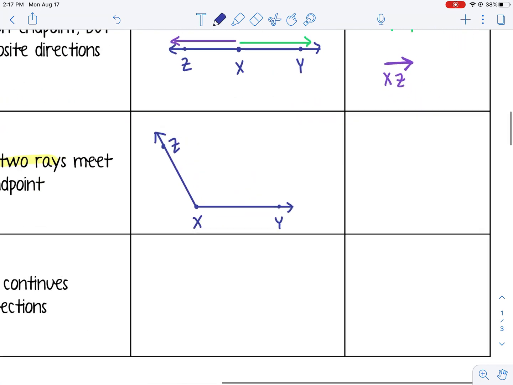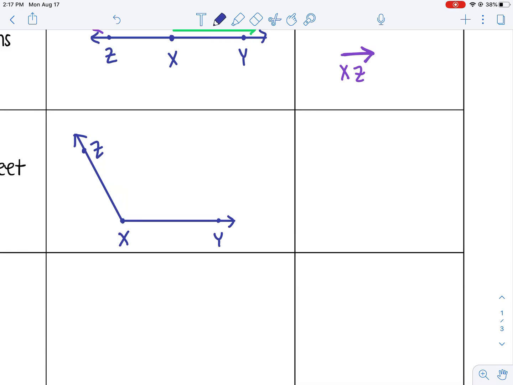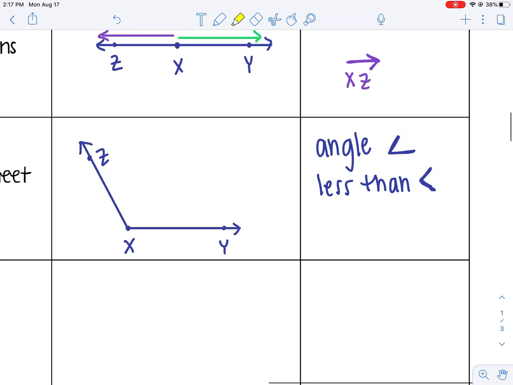Key thing with angles is now I need to use the angle symbol when I name it. So the difference between the angle symbol and a common misconception, less than, is my angle symbol looks like this. My less than symbol looks like this. And I can just call this angle based off of the vertex angle, which is just angle X.